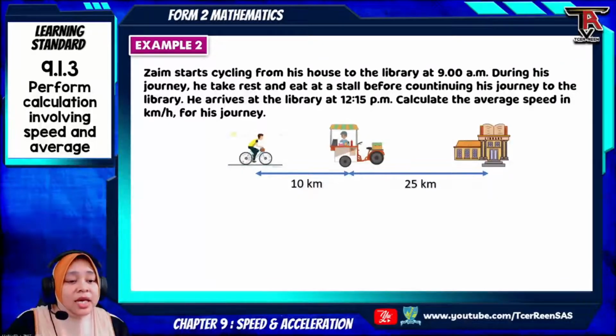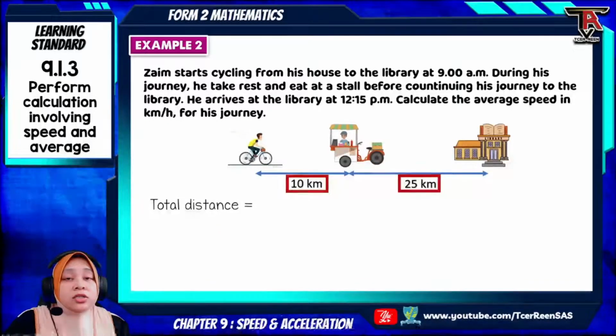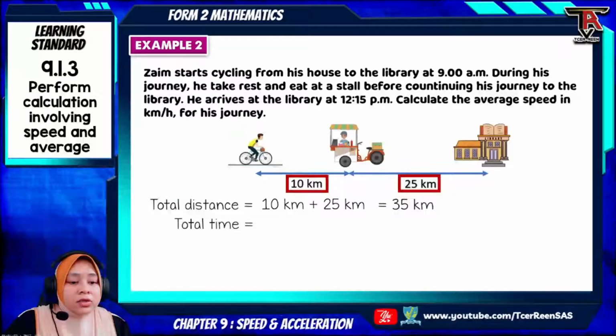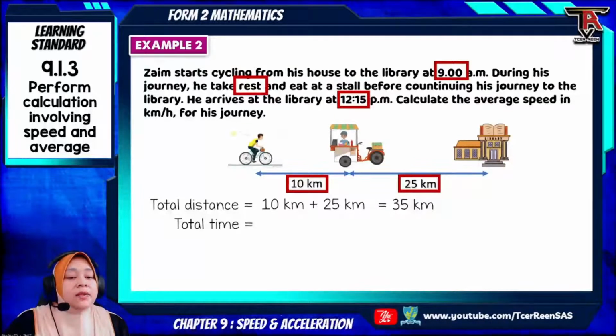Here you can see in the diagram the distance from the starting point to the stall is 10 km, and from the stall to the library is 25 km. To find the average speed, you need to find the total distance first, which is 10 plus 25, so 35 km is the total distance. And how about the total time? For the total time, you can see he started at 9, went to the stall and rested there, and then arrived at the library at 12:15 p.m.